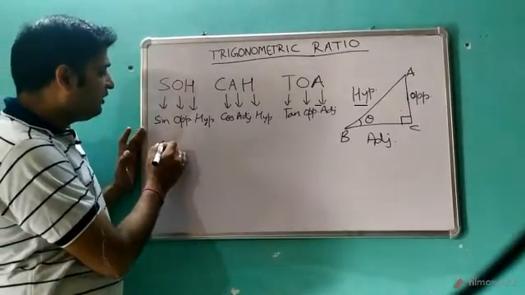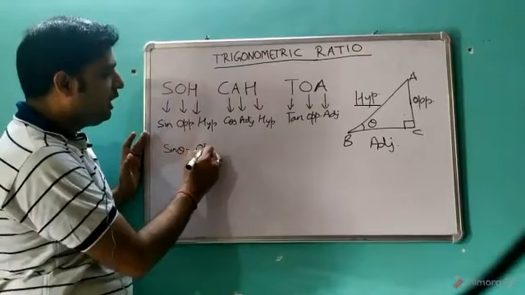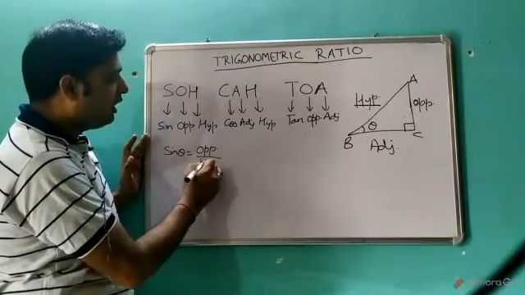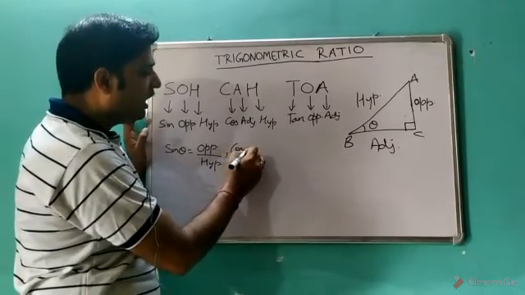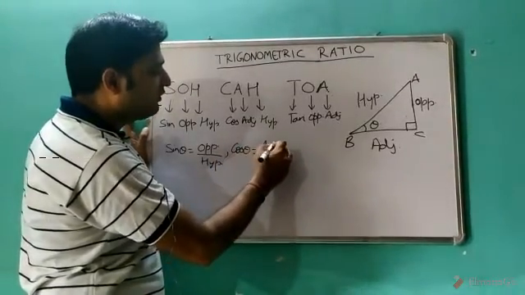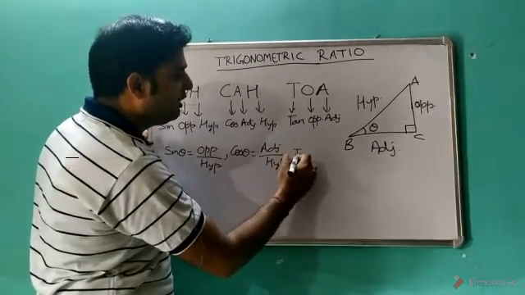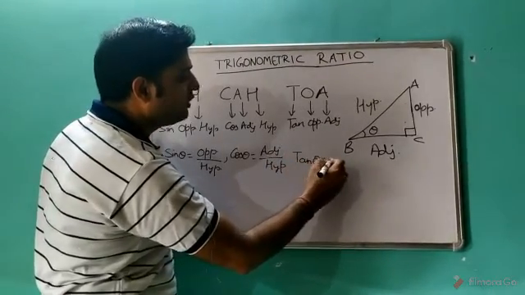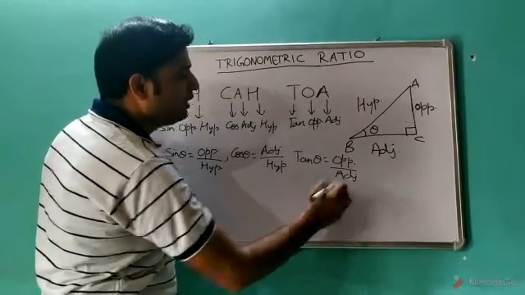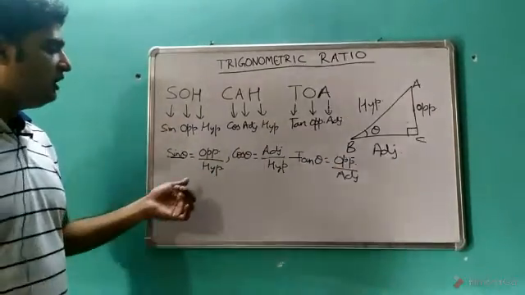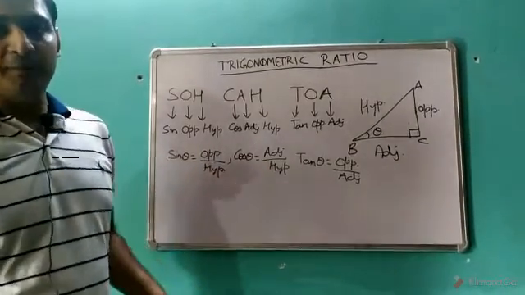Sine theta is equal to opposite upon hypotenuse. In the same way, cos theta is equal to adjacent upon hypotenuse, and tan theta is equal to opposite upon adjacent. In this way we get the relationship between the angle as well as the sides of a triangle.